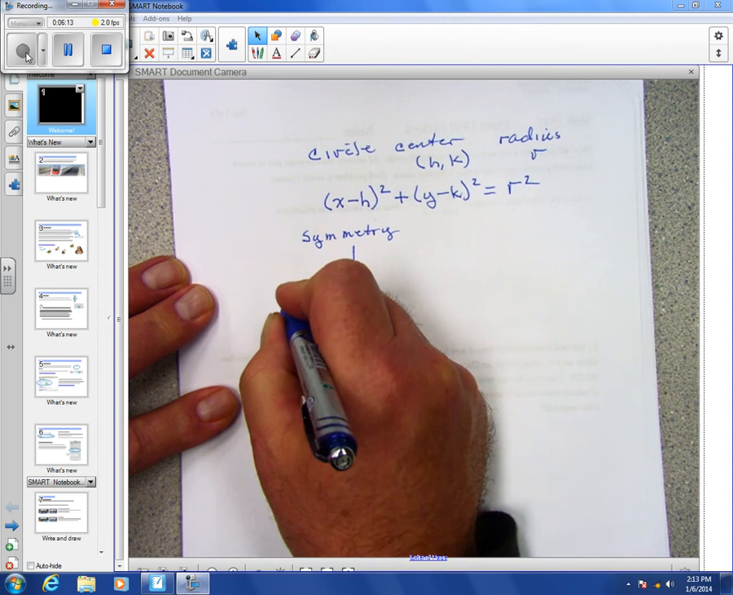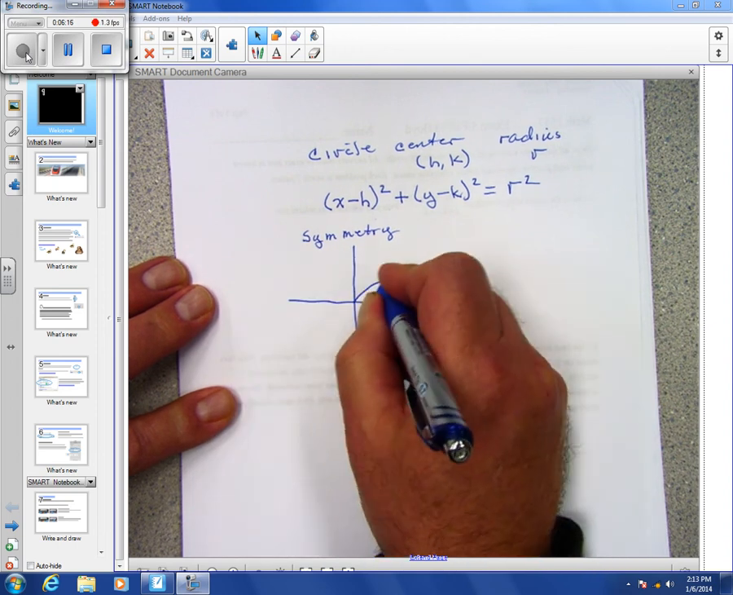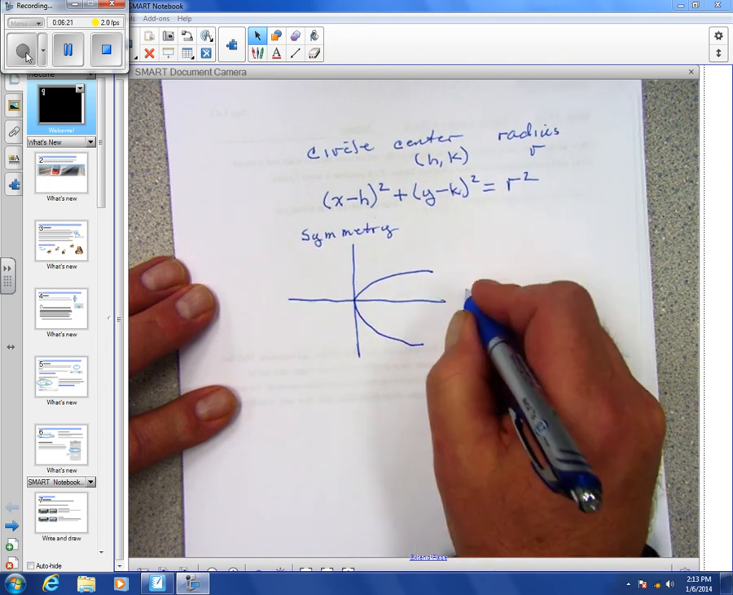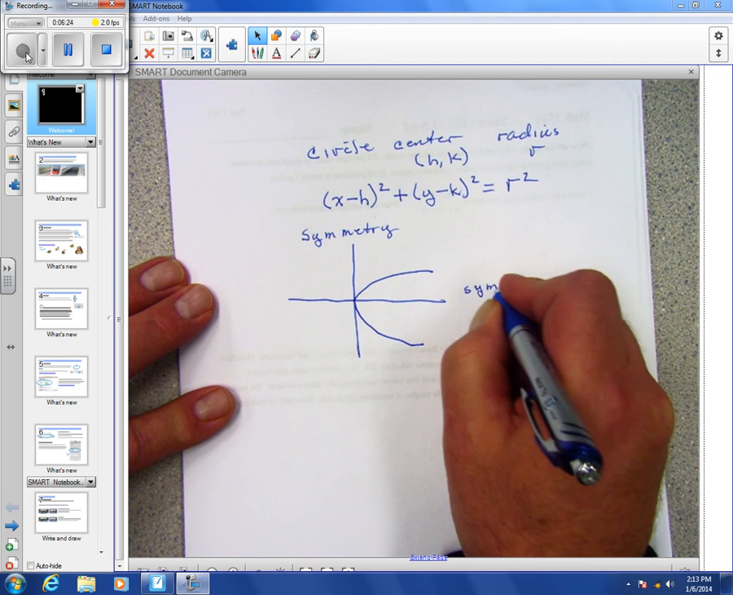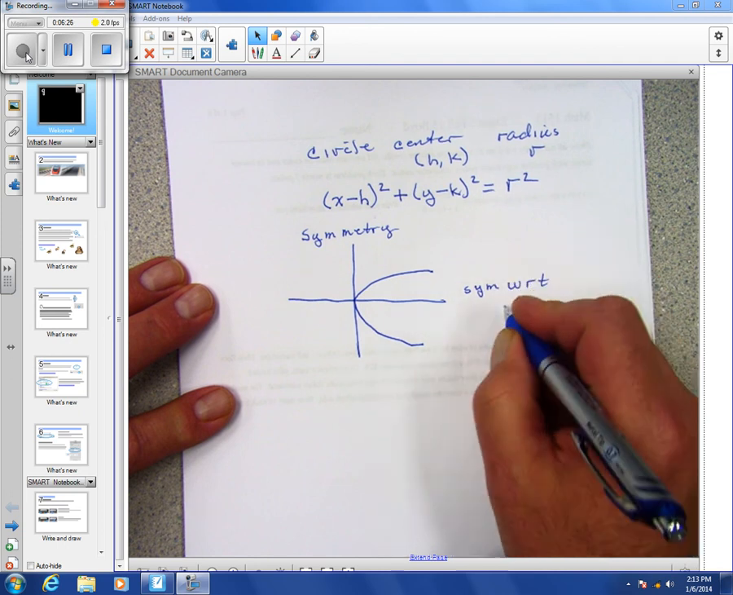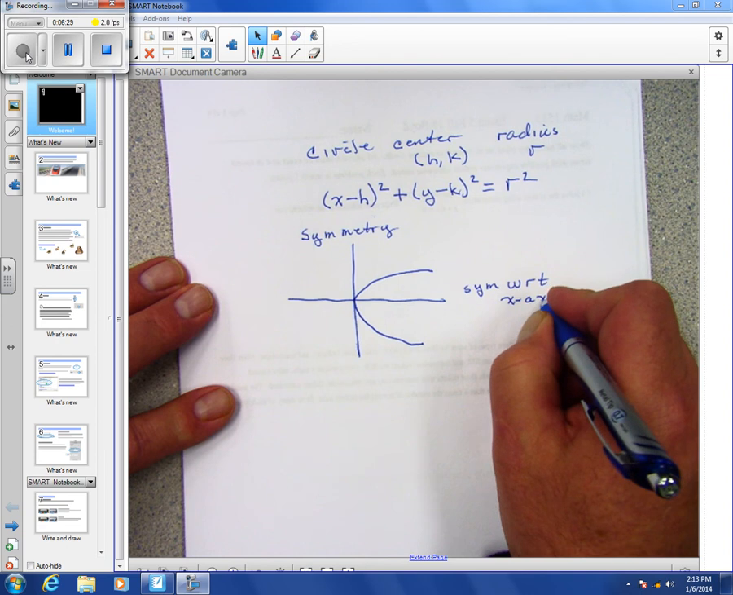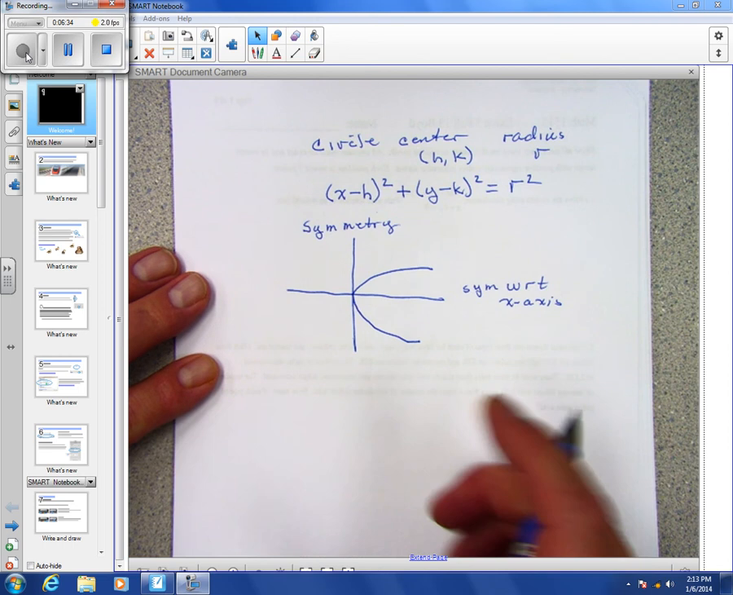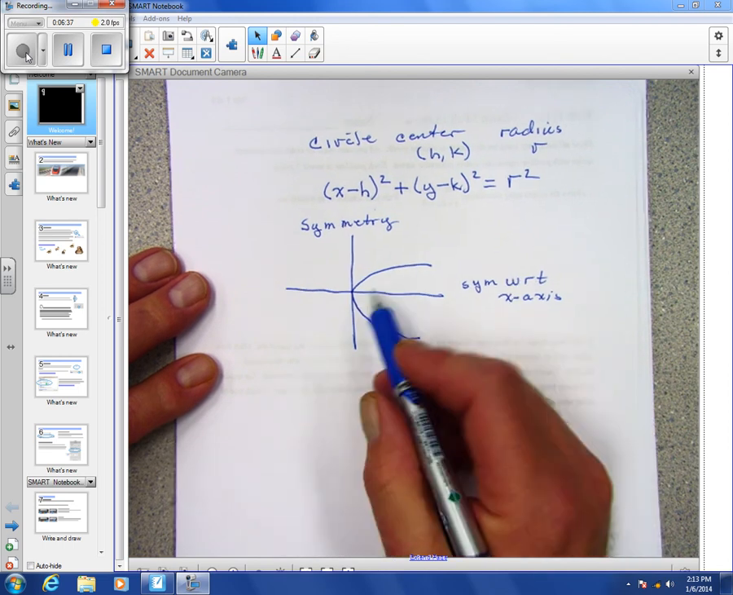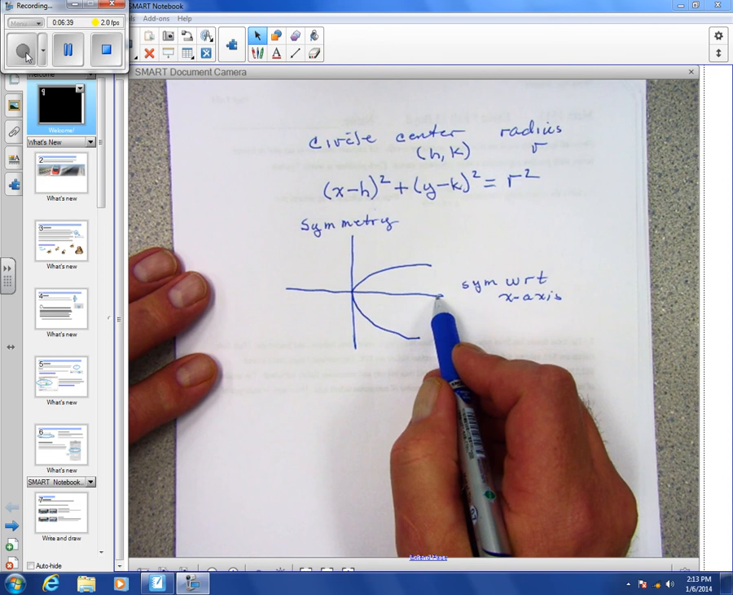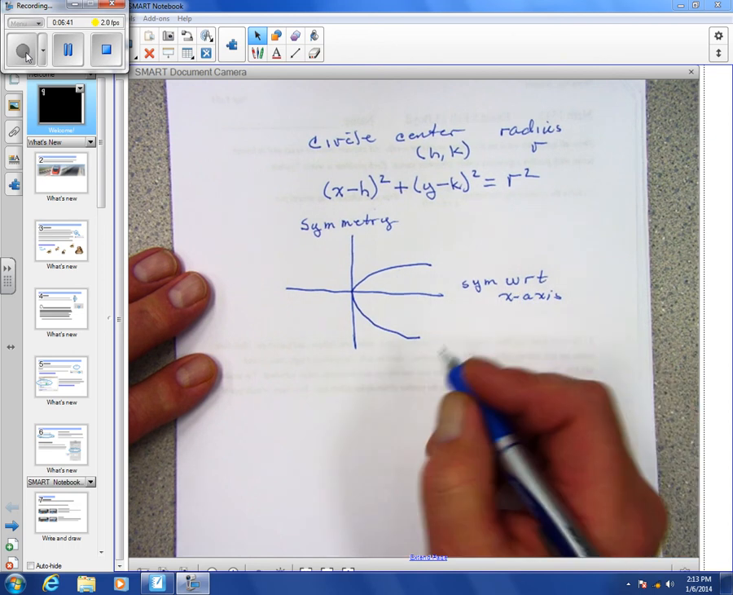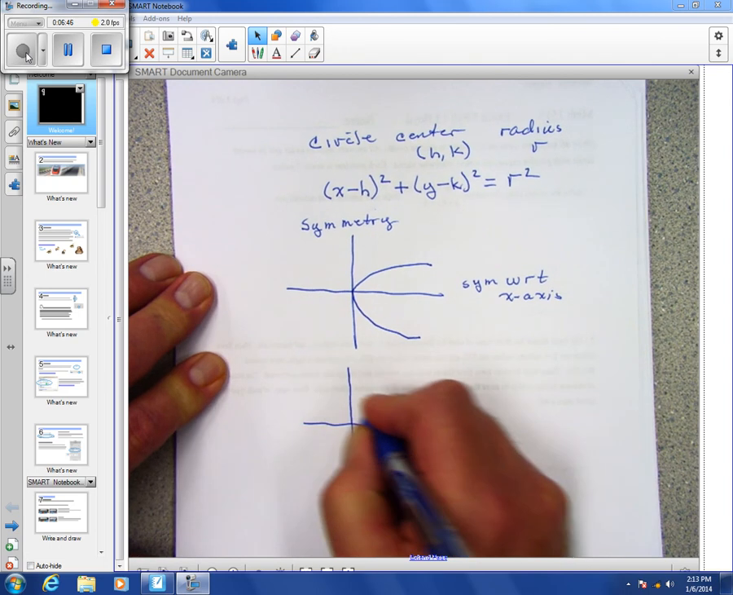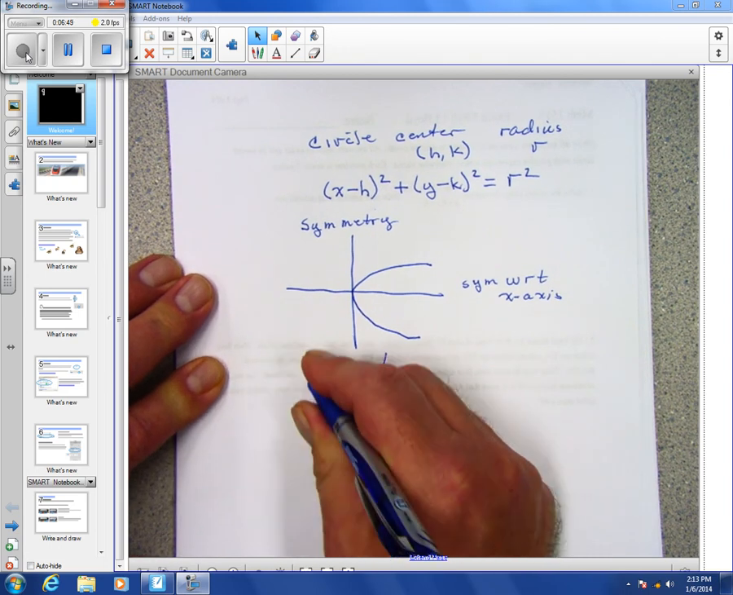Well, the best way I know of explaining symmetry is with some pictures. If I draw this graph, and this is meant to be symmetric with respect to the x-axis. Also notice that if you were symmetric with respect to the x-axis, it is not a function. That comes a little bit later. But if we can make the x-axis the spine of the fold, these two halves will meet up with each other exactly.